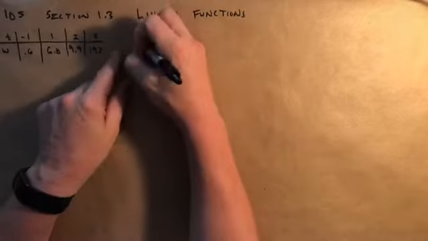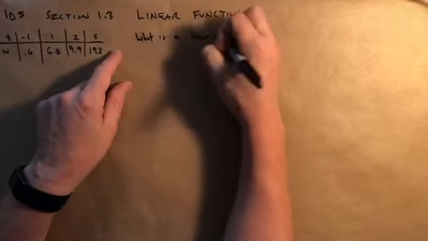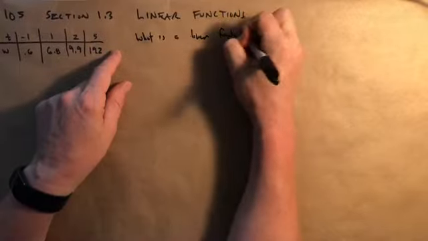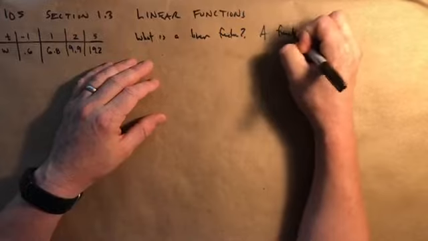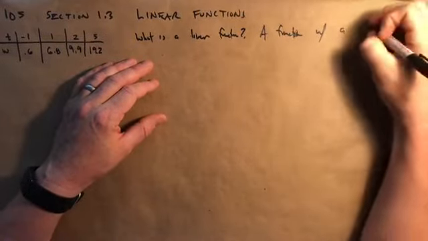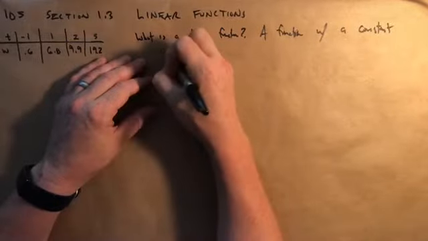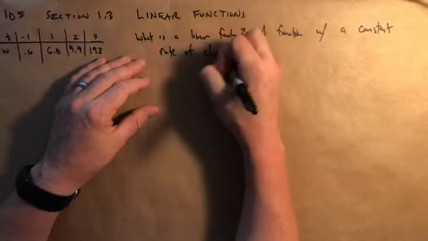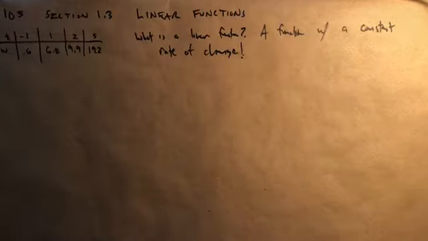And maybe we could ask, what is a linear function? And the answer is a function with a constant rate of change. So what are we going to have to do to determine this constant rate of change? We're going to calculate the rate of change, which is really the slope.